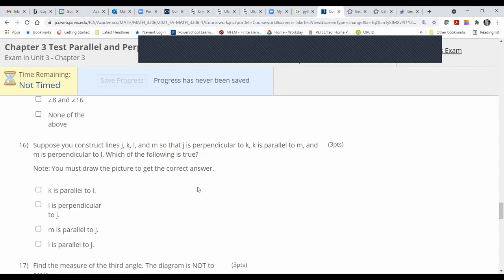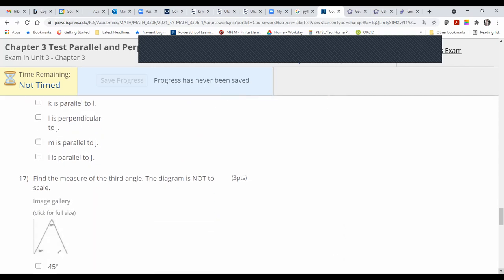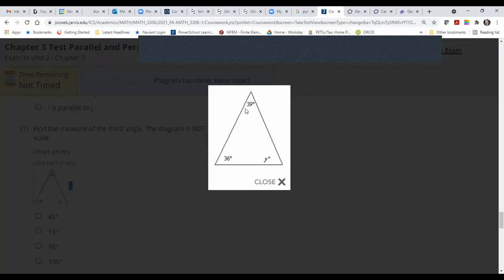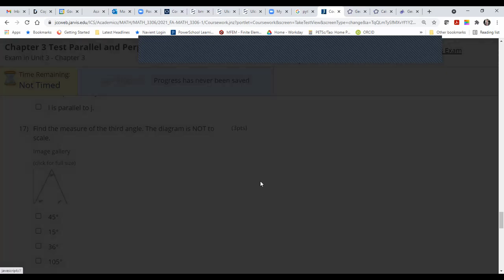Suppose you construct J, K, L, M, so that J. Yeah, again, for this kind of question, you need to draw the picture, okay, in order to get the right answer. Okay. Find the measure of the third angle. Yeah, I think this one is easy, right? You know, the sum of the interior angles is 180 degrees. So if you add them all, it equals 180 degrees, so you can find what y is, right? Okay.